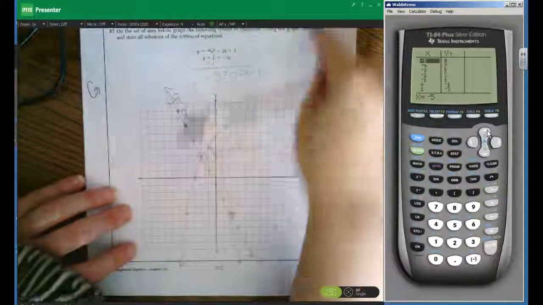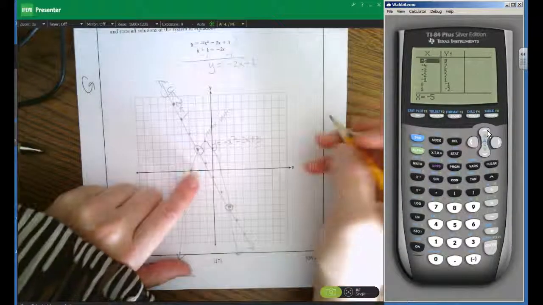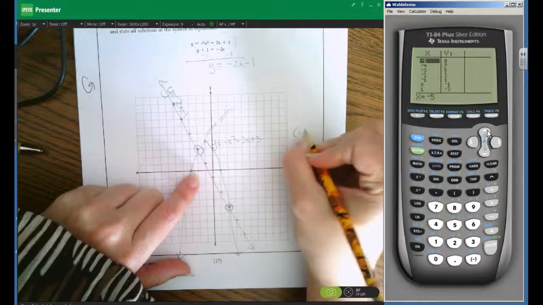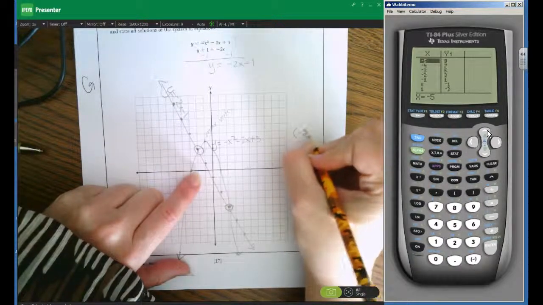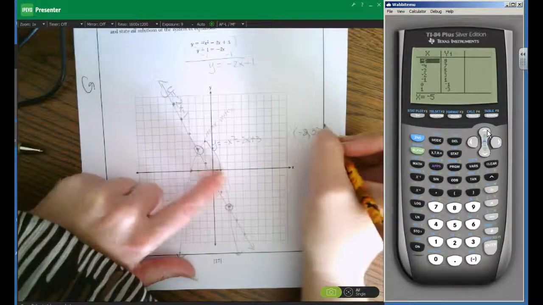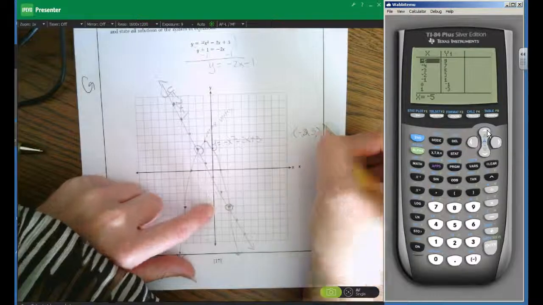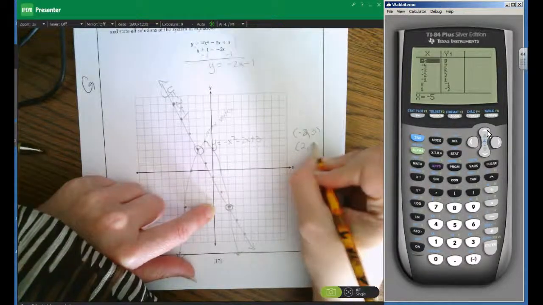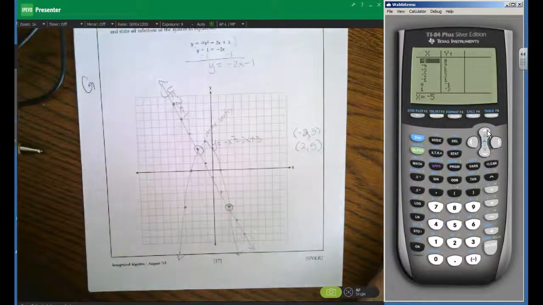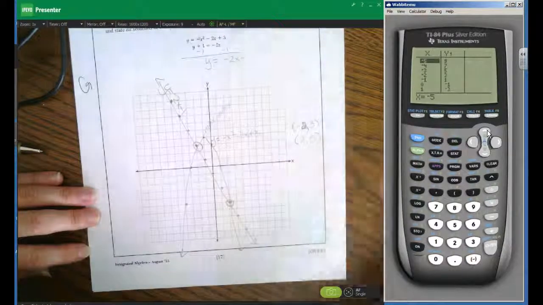So state all the solutions. Well, the solutions would be (-2, 3) and (2, -5). Okay, so those would be the solutions of the system of equations: (-2, 3) and (2, -5).